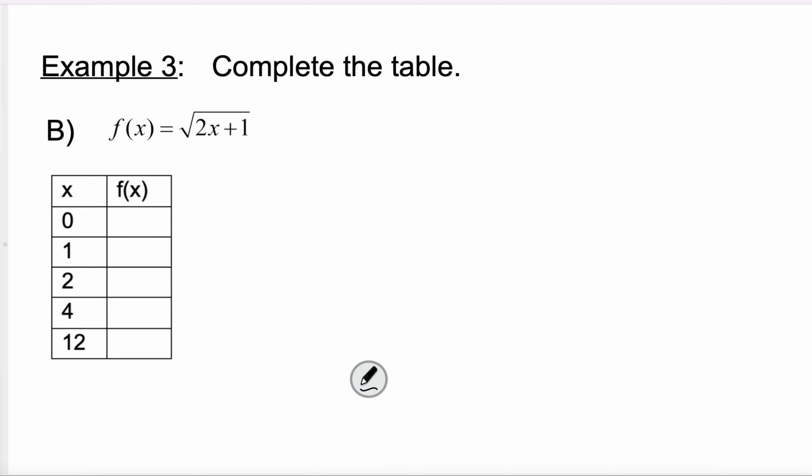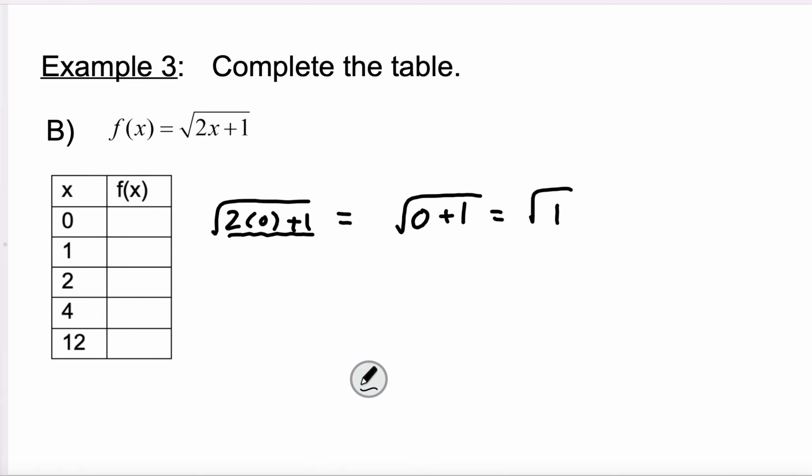So this time we have a square root, and they're telling us to plug in 0, 1, 2, 4, and 12. So let's follow that through. So we've got 2 times 0 plus 1. So again, follow your PEMDAS there. What are we supposed to do first? We're supposed to take care of whatever is underneath the square root. We're going to do that last. So we're going to take care of 2 times 0 before we take care of addition. So multiplication comes before addition. So 2 times 0 is 0. Plus 1 is 1. Square root of 1 is 1.